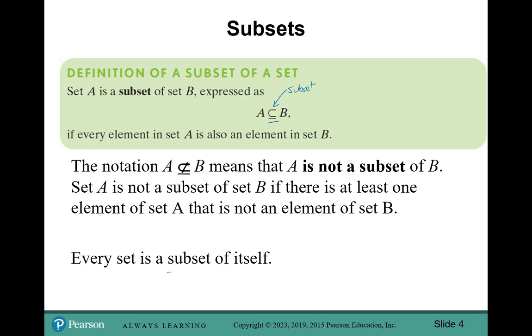The notation A is not a subset of B essentially uses the same style notation but puts a dash through it to let you know it is not a subset of B. Set A is not a subset of set B if there is at least one element of set A that is not an element of set B. Every set is a subset of itself.